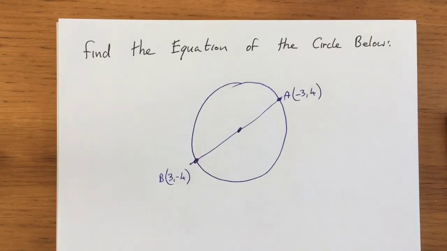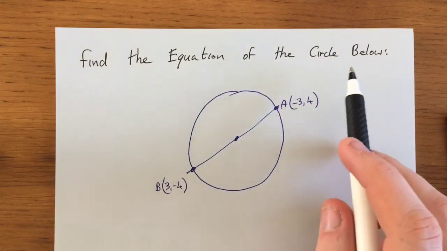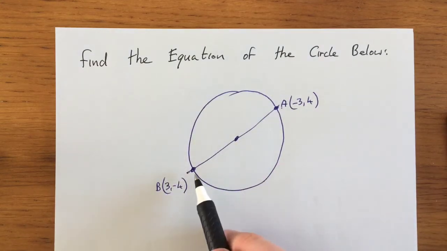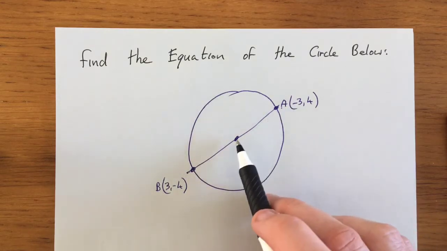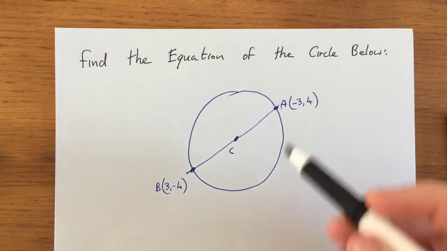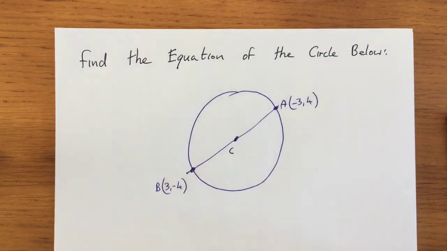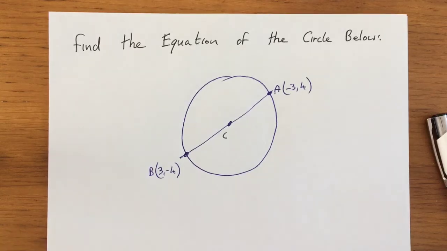Okay, so I'm going to get you to try this question on your own. It says, find the equation of the circle below. I give you a circle, and we have a point out here, which is B, and a point A here. And this is the center, which I'll call C. That means AB is a diameter of the circle. So what I want you to do is find the equation of the circle. You can pause the video now, give that question a try, and then when you come back, I'll do it.